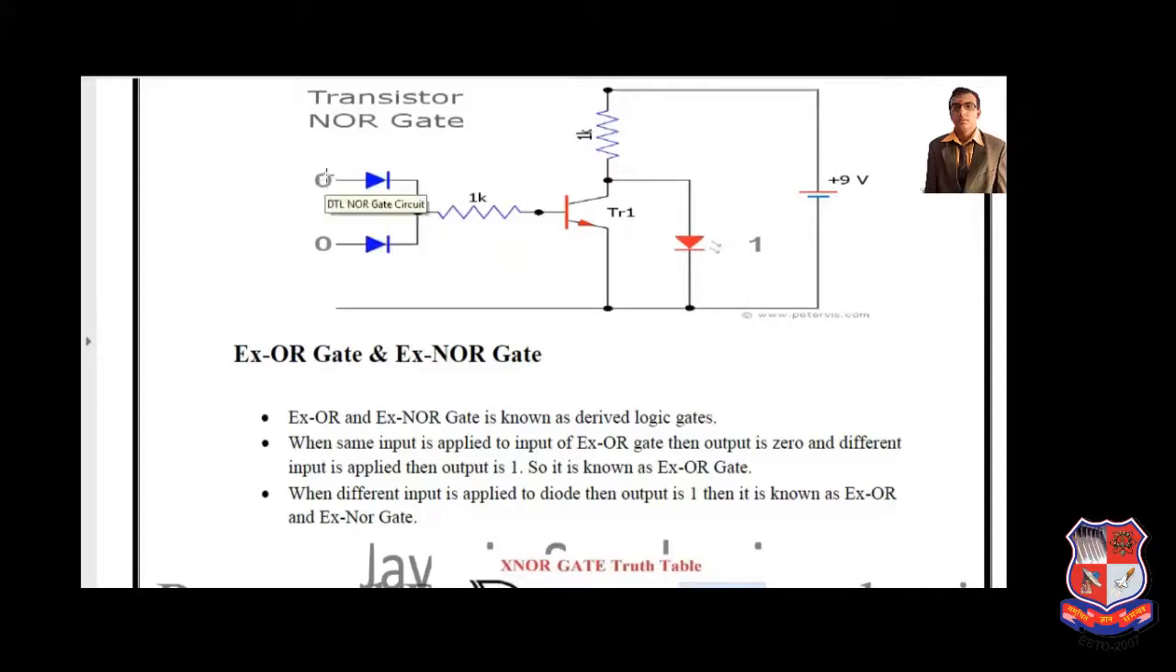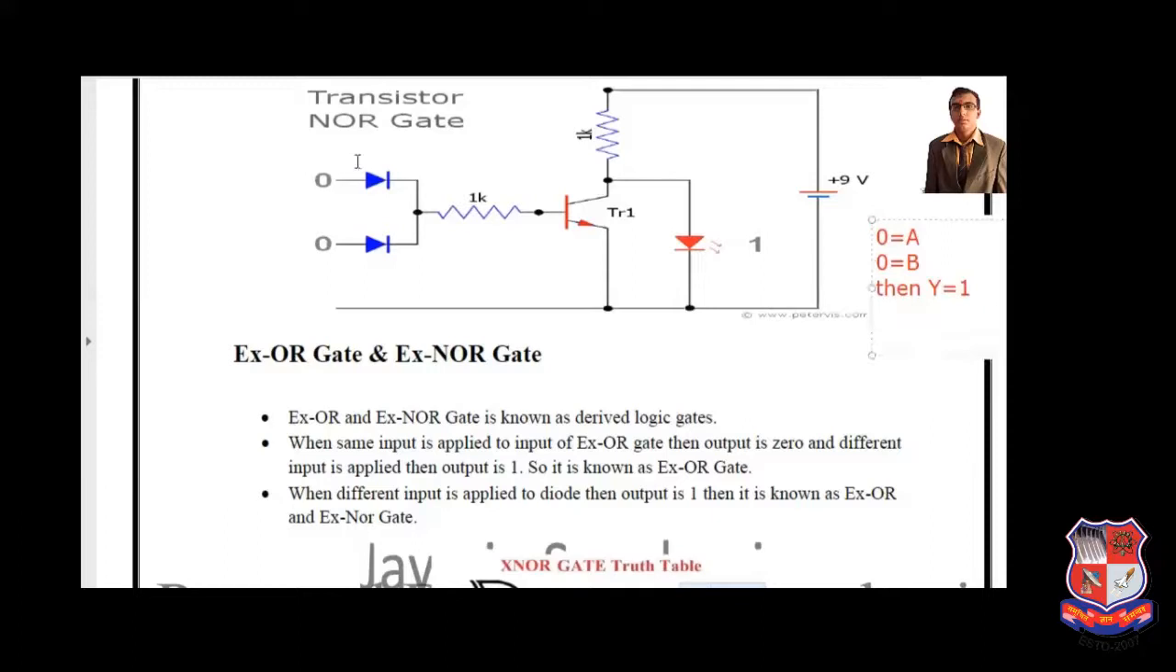Now you will understand this. If 0 0 is applied here, the diode can never be turned on. The diode cannot be turned on. That's why directly 0 volt can be applied here, and here is 0 volt, then output here is 1 volt. That's why the LED can be turned on whenever we apply 0 0 input. See this, A equal to 0, B equal to 0, then Y equal to 1. It is the first case.